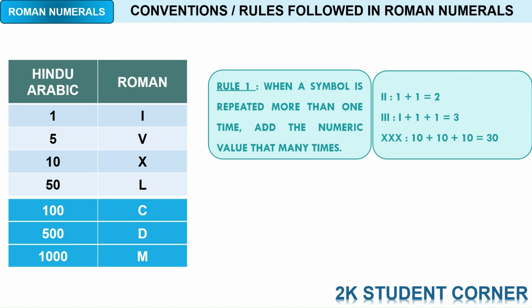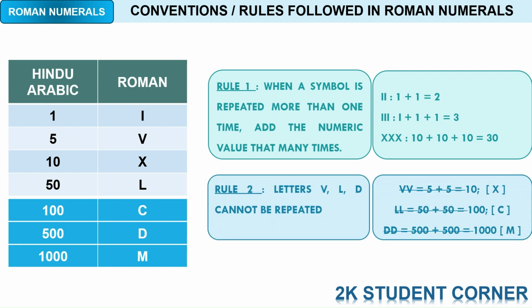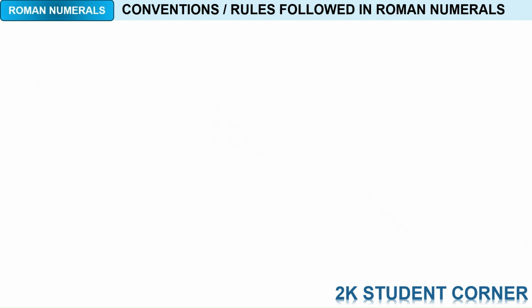The first rule is, when a symbol is repeated more than one time, add the numeric value that many times. For example, 2 is represented using 2 I's. Each I is equal to 1, so 2 I's equal 2. Second one, letters V, L, D can never be repeated. That is, we cannot represent 10 by writing 2V. That will introduce ambiguity.